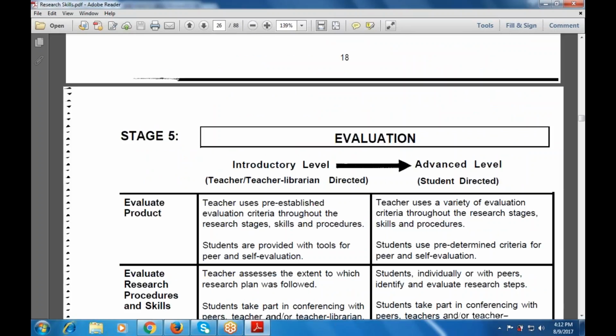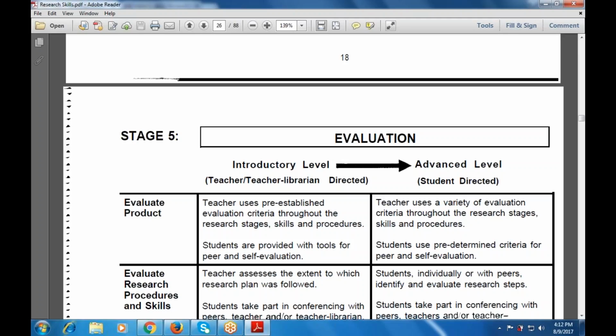The next is stage number 5, the evaluation. That is again divided into two parts, the introductory level and the advanced level. At the introductory level, there is the teacher librarian directed. At the advanced level, that is the student directed. So when we evaluate the product, the teacher also uses the pre-established evaluation criteria throughout the research stages, throughout the research skills, throughout the procedures. And students are also provided with the tools for peer and self-evaluation.